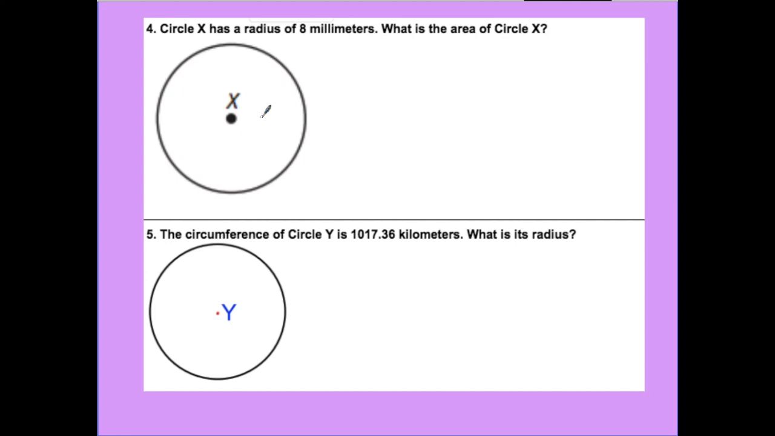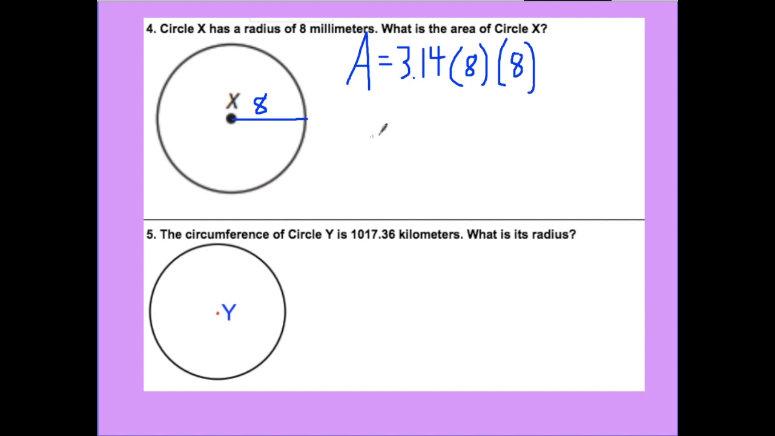All right, circle X has a radius of 8 millimeters. So radius is 8. What's the area? So area is, remember, pi r squared. So here we're going to show work. Area, capital A, equals 3.14 times radius times radius. So I'm going to do 3.14 times 8 times 8. So remember, this counts for showing work. Type that in on your calculator, and we should get 200.96. And that's millimeters squared.